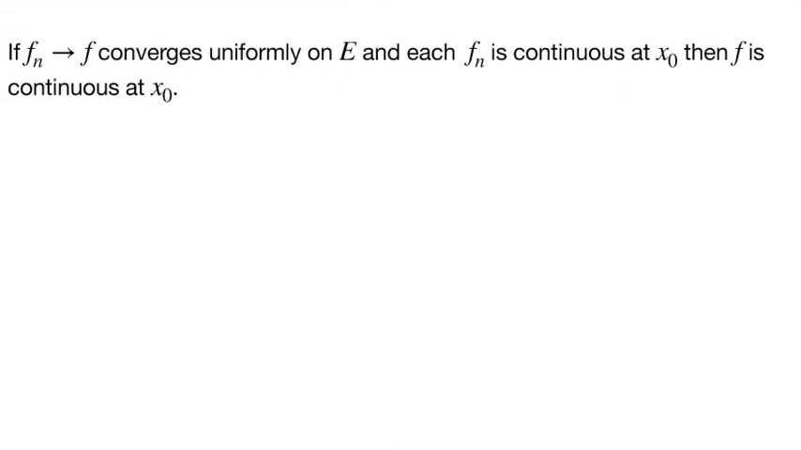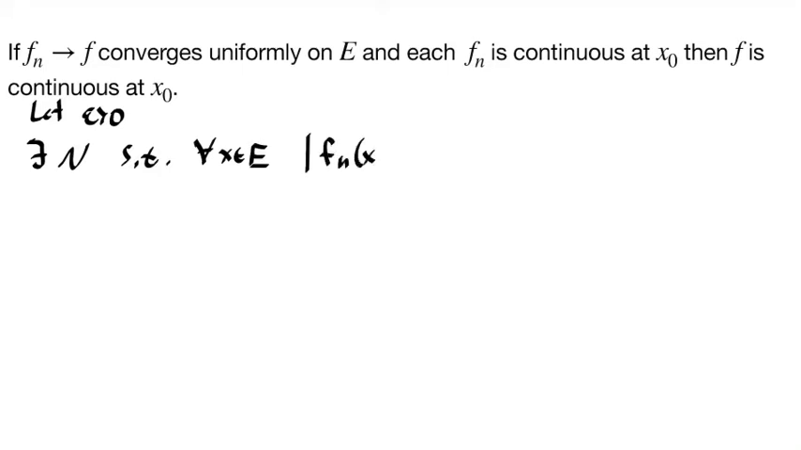Let's write this proof out nice, because I've gotten in a bad habit of not writing things out nicely. Okay, so what we're going to do is let epsilon be greater than 0. Then what I know is that there exists a capital N such that for all x in E, if n is greater than or equal to capital N, then fn of x minus f of x is less than epsilon.